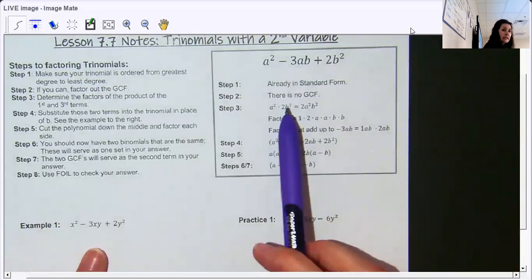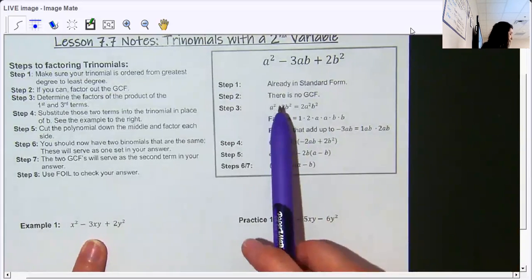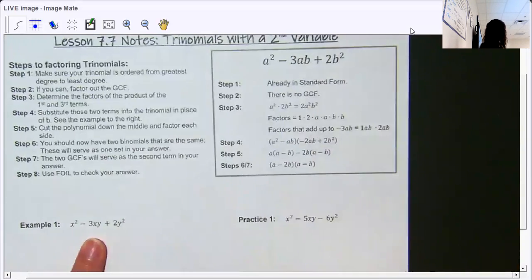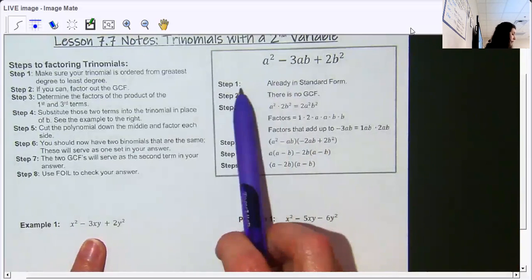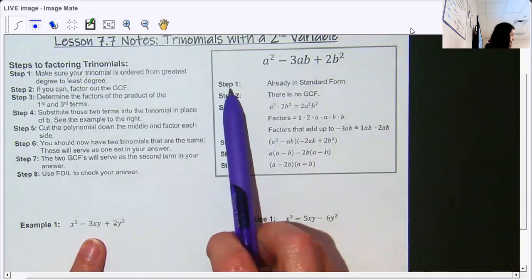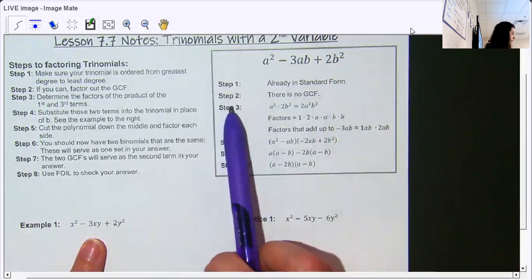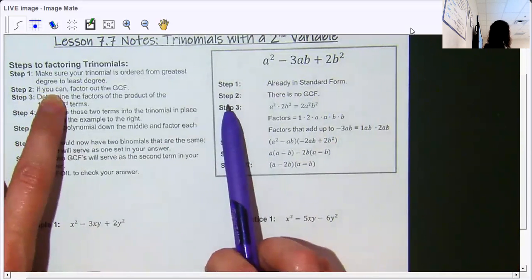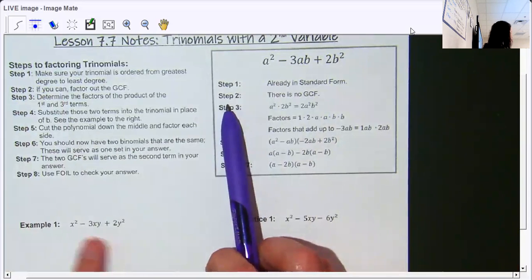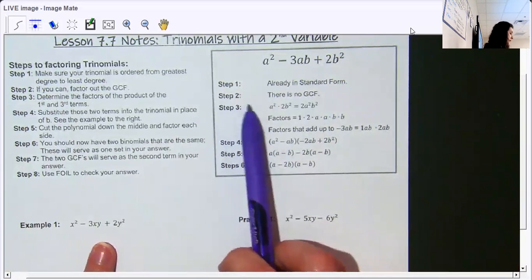So I want us to look at the first example because we did do 2 of these on the warm-up. So I think we could start solving right away. Step 1, you need to make sure it's in standard form. It's already in standard form. This is what it looks like. Then step 2 tells you to factor out a GCF. Well, example number 1, we don't have a GCF, so we move on to step 3.